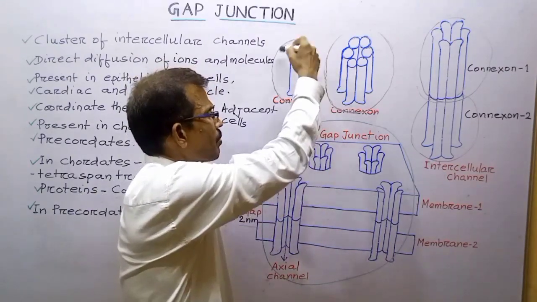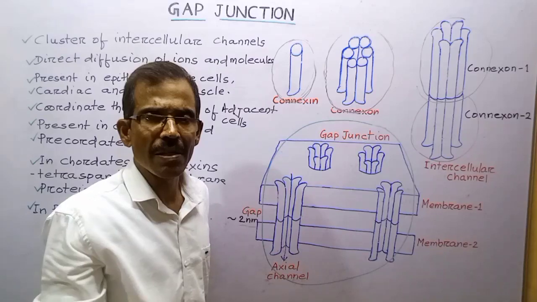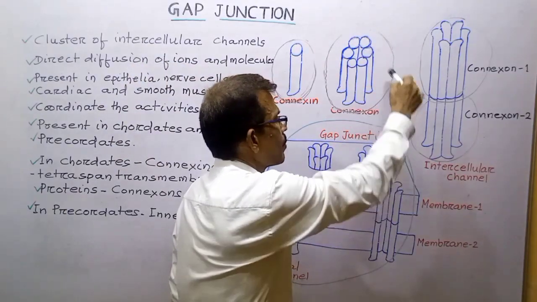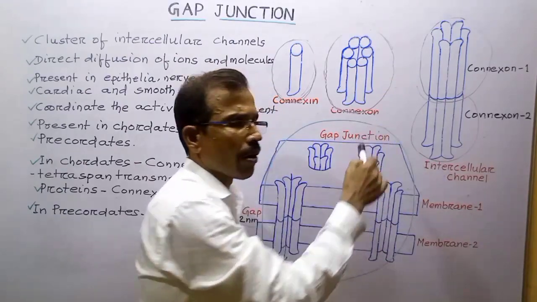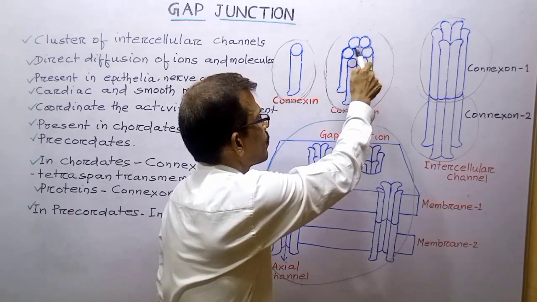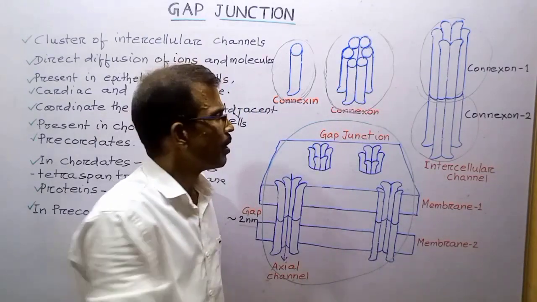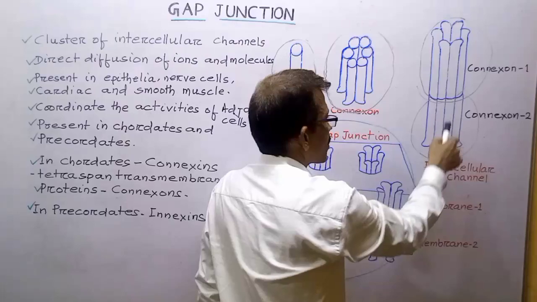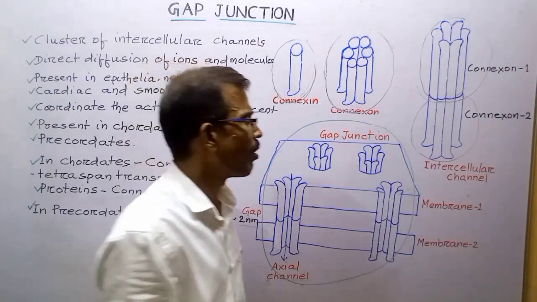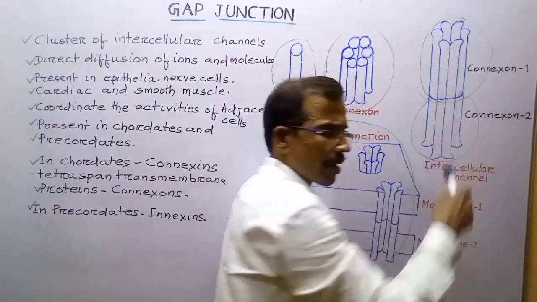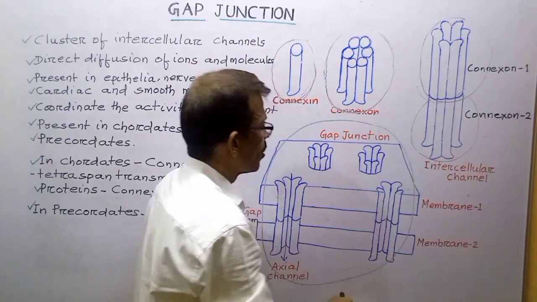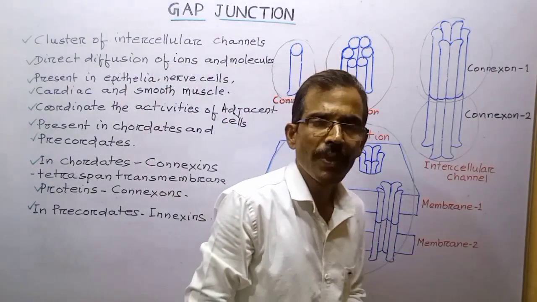Six molecules of connexins are assembled in a circular manner to form a hexameric assembly called connexon or hemichannel. So each connexon is composed of six connexins. Two such connexons are docked head to head between adjacent cells to form an intercellular channel. A cluster of such intercellular channels is called gap junctions.